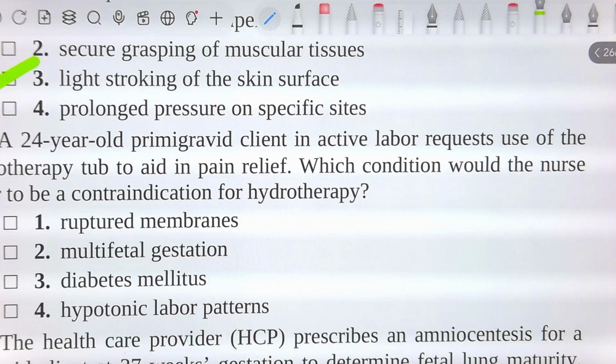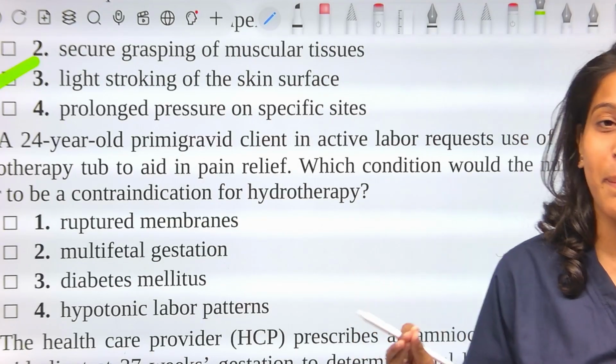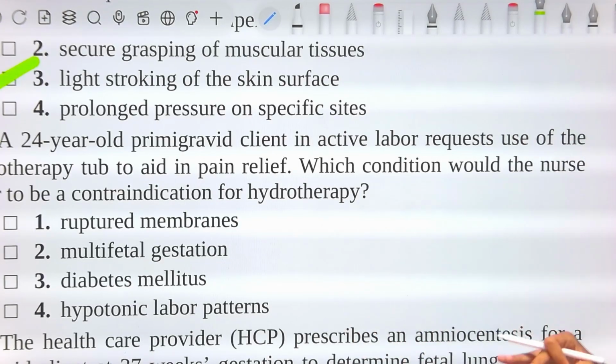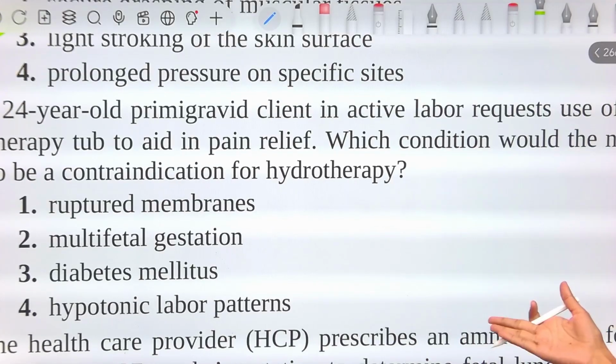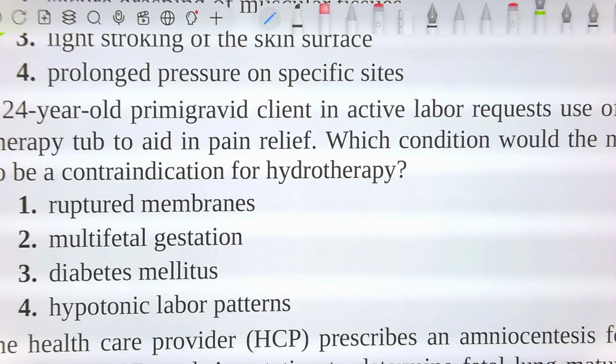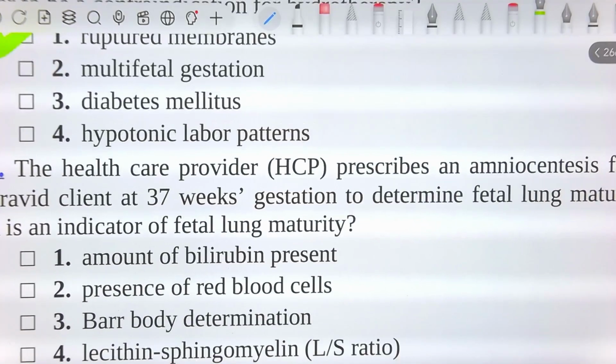Now the next question. A 24-year-old primary gravid client in active labor requests the use of a jet hydrotherapy tub to aid pain relief. Which condition would the nurse consider to be a contraindication of hydrotherapy? So you have four options on the screen. Read all the options and let me know what will be the contraindication of hydrotherapy. That is ruptured membranes.